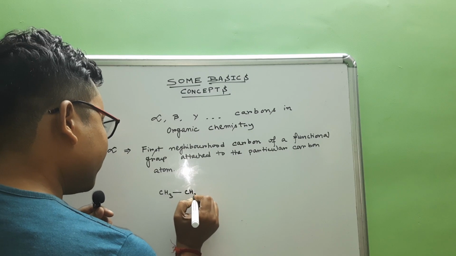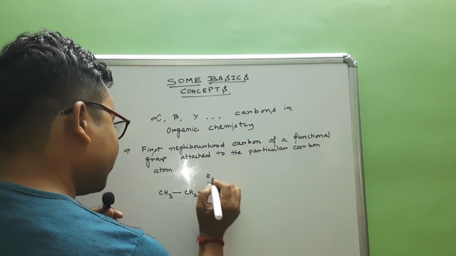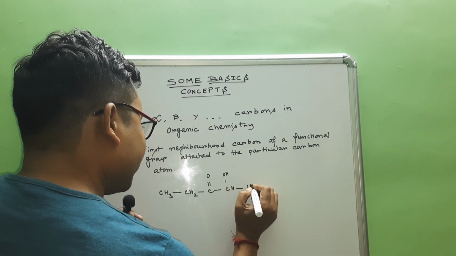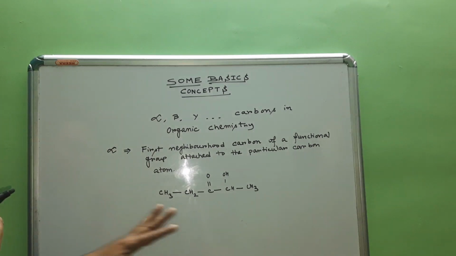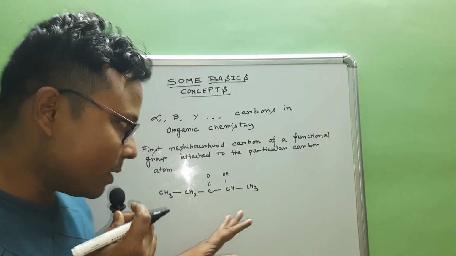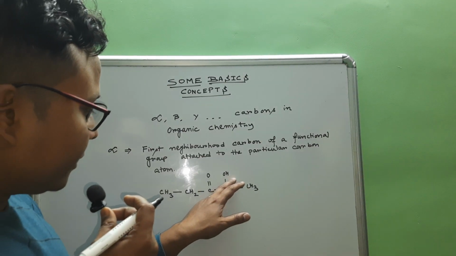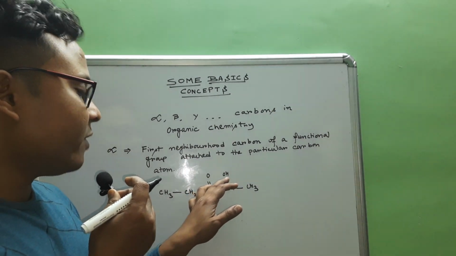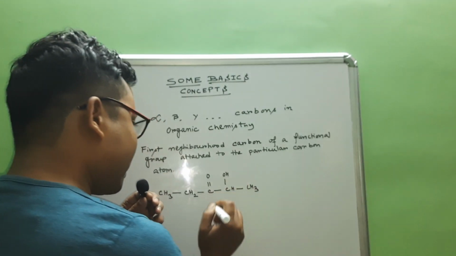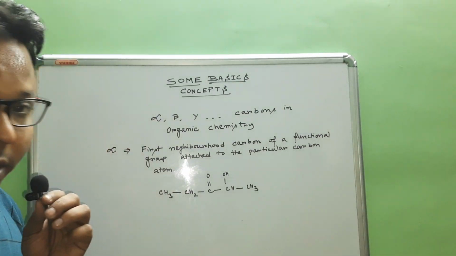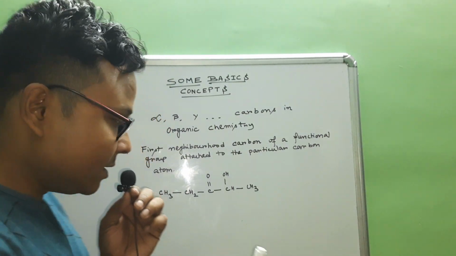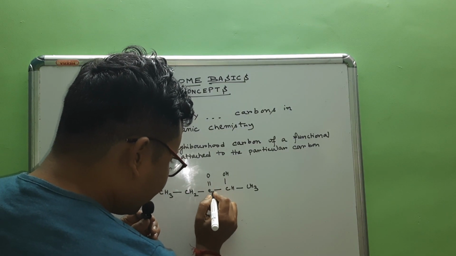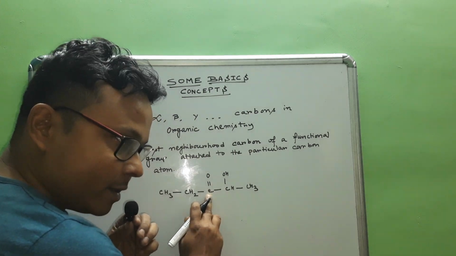CH3, CH2, C double bond O, OH, CH3. In this compound, there is a keto group and a hydroxy group. This compound contains both the keto functional group and the hydroxy functional group. If you consider the keto functional group, I repeat, if you consider the keto functional group, then this carbon is the keto carbon. Mind it, this carbon is the keto carbon.